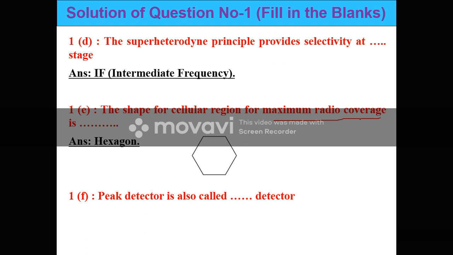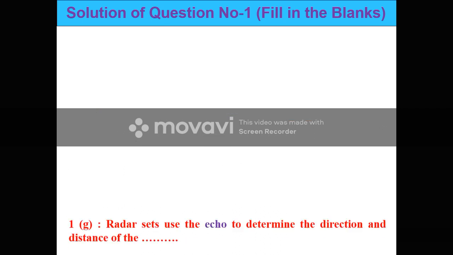Question number F: peak detector is also called as a dash detector. Peak detector is also called an envelope detector because it looks like it is enveloping the signals they are going to detect at the receiver in the peak using the peak detector circuit. So that's why sometimes it is called the envelope detector.